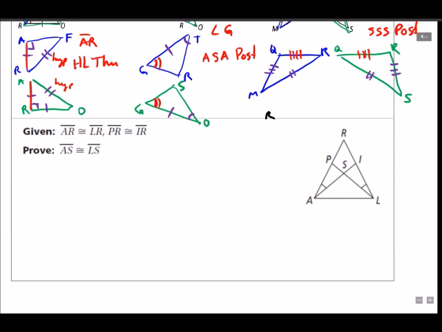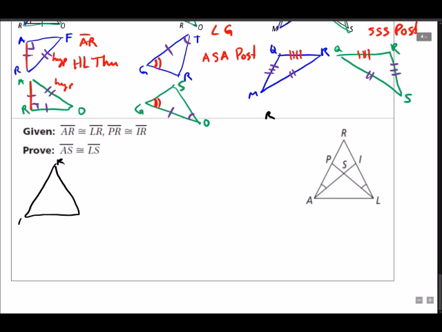Alright, this last proof has some overlapping triangles. I see a whole bunch of overlapping triangles here. What is it that we want? We want segment AS and segment AL to be congruent. Alright, so we are looking for those pieces. Let's start out by redrawing everything we've got. So, start with the big triangle here.